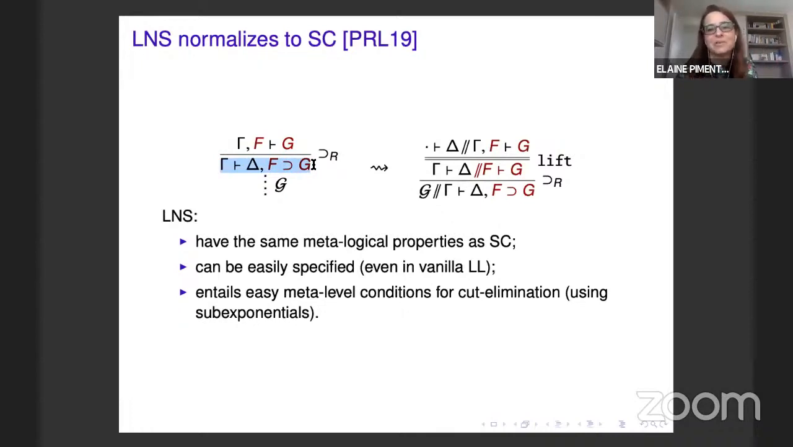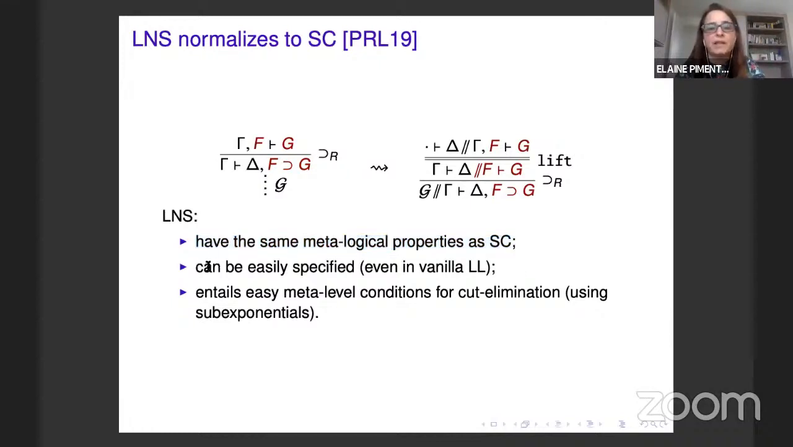I put it in one direction, but you can do it in the other direction. This direction is easy. For the other direction, you use normalization of proofs, so it's easy as well. It's one-to-one. And this is important because both have the same meta-level properties, since you can translate them using normalization.